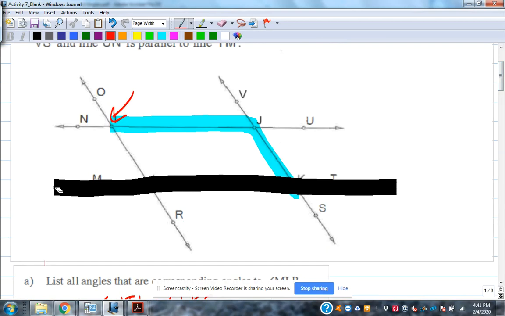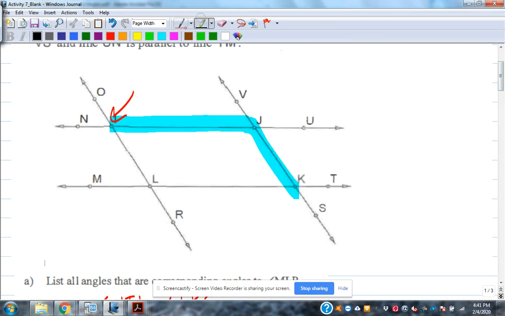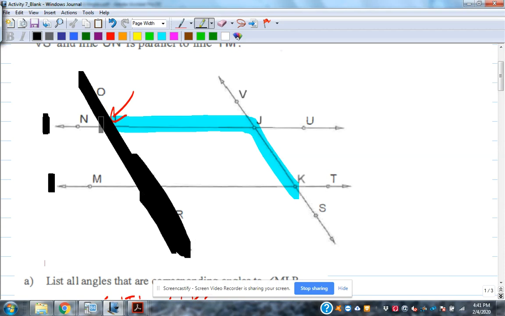Let's take the other scenario that these guys are your parallel lines. That means that this line no longer exists. So JKT, that one right there.